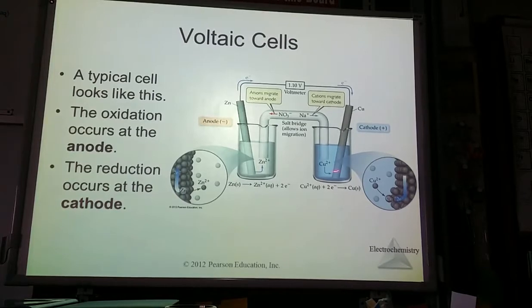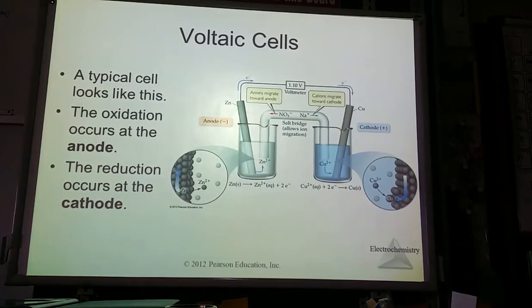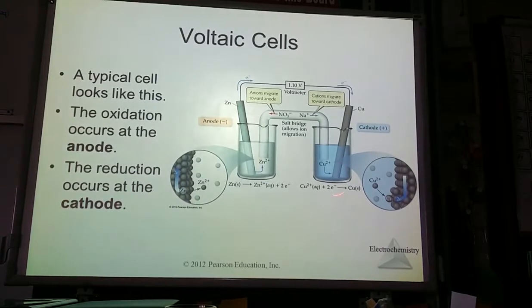So the blue color that we see will end up fading and diminishing because I'm losing copper ion and creating copper solid. So I'm going to have more sulfate anions in this solution than I will have cations. So I'll have more negative charge. Because of that, the positively charged particles of the salt bridge, in this case sodium, are going to migrate over here into this solution toward the cathode side, just to maintain that electrical neutrality.